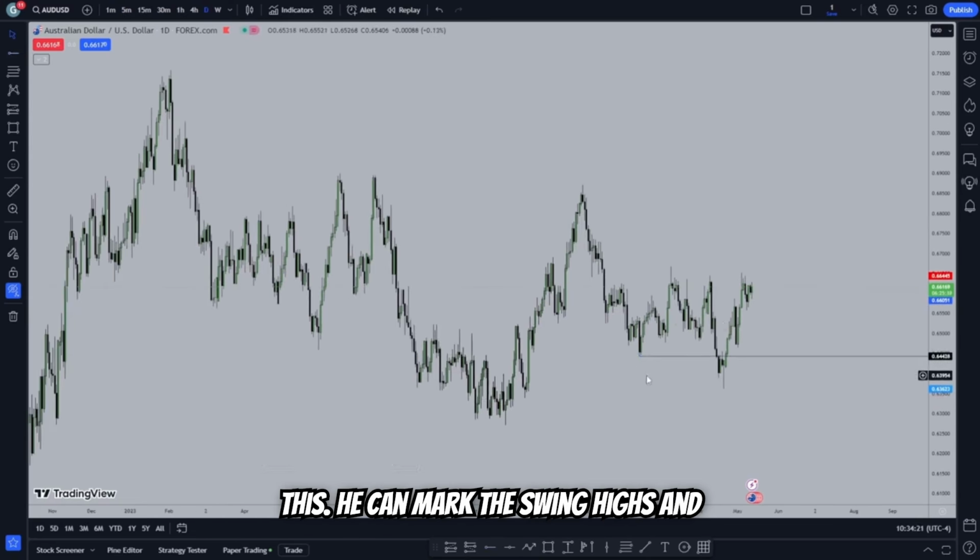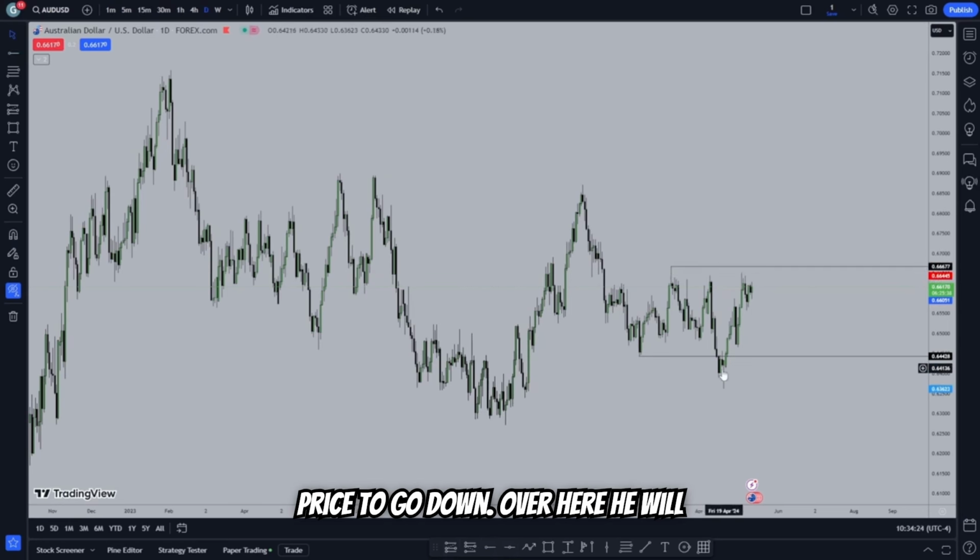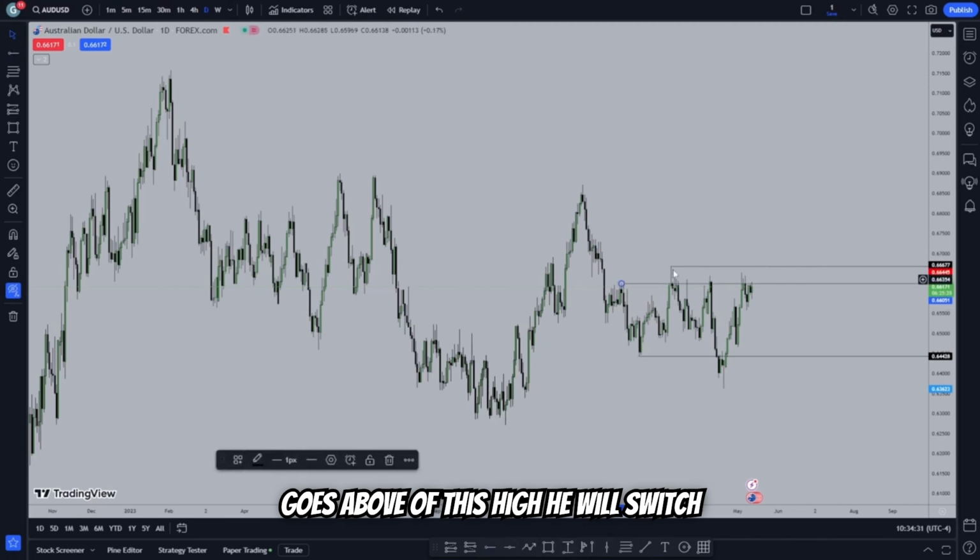Like this, he can mark the swing highs and swing lows, and then he should wait for price to go down. Over here he will switch to bullish. Like this, if price goes above this high, he will switch into bearish, then it will go down, he'll switch into bullish, and this is how it keeps on going.